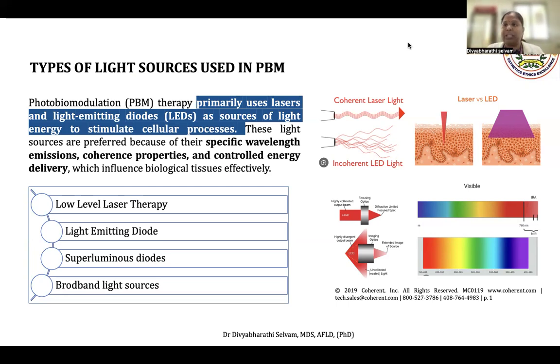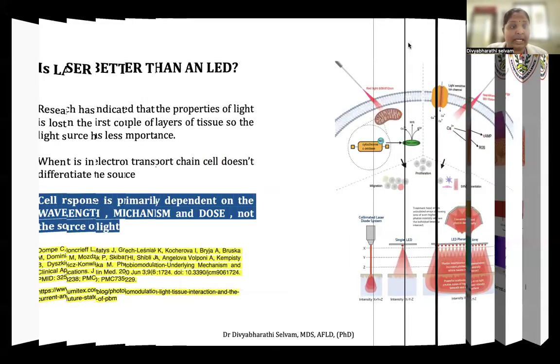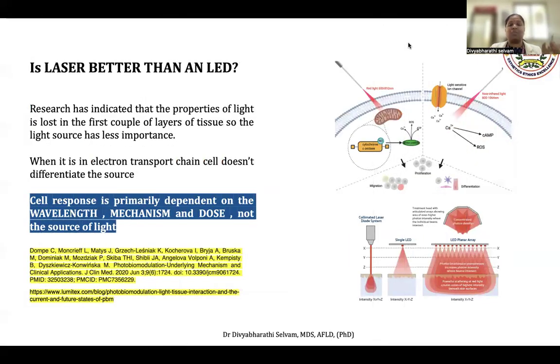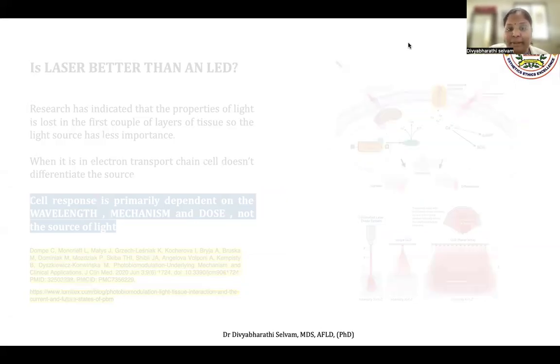As you can see in the image, the laser light is coherent, whereas LED is incoherent. Laser gives a pinpointed delivery, while LED has broader applications. So all these changes in properties between laser and LED cause its effect to vary, rather than the light source as such. This is what previous studies have suggested. So cell response primarily depends on wavelength, mechanism, and dose, not on the source of the light. Please do remember this.